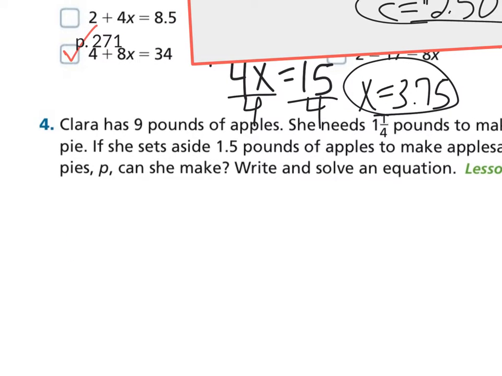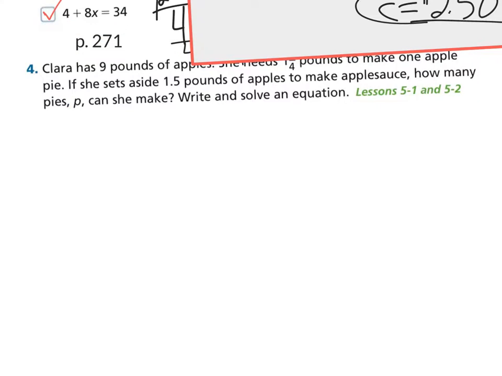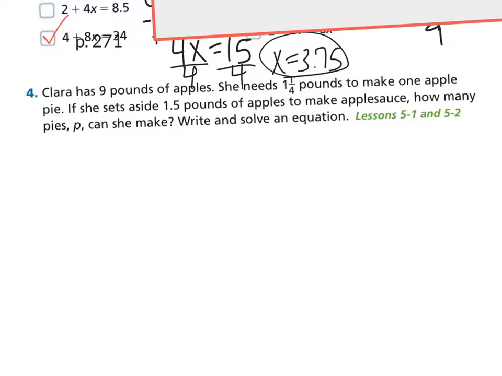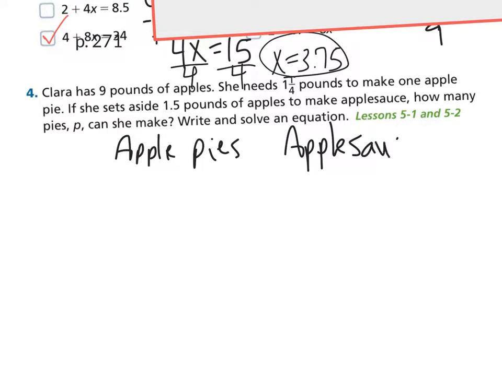We look at number 4. Clara has 9 pounds of apples. She needs 1 1/4 pounds to make 1 apple pie. If she sets aside 1.5 pounds of apples to make applesauce, how many pies P can she make? Write and solve an equation. Okay, so we have the apple pies, and we have the applesauce, is one way we can look at this.